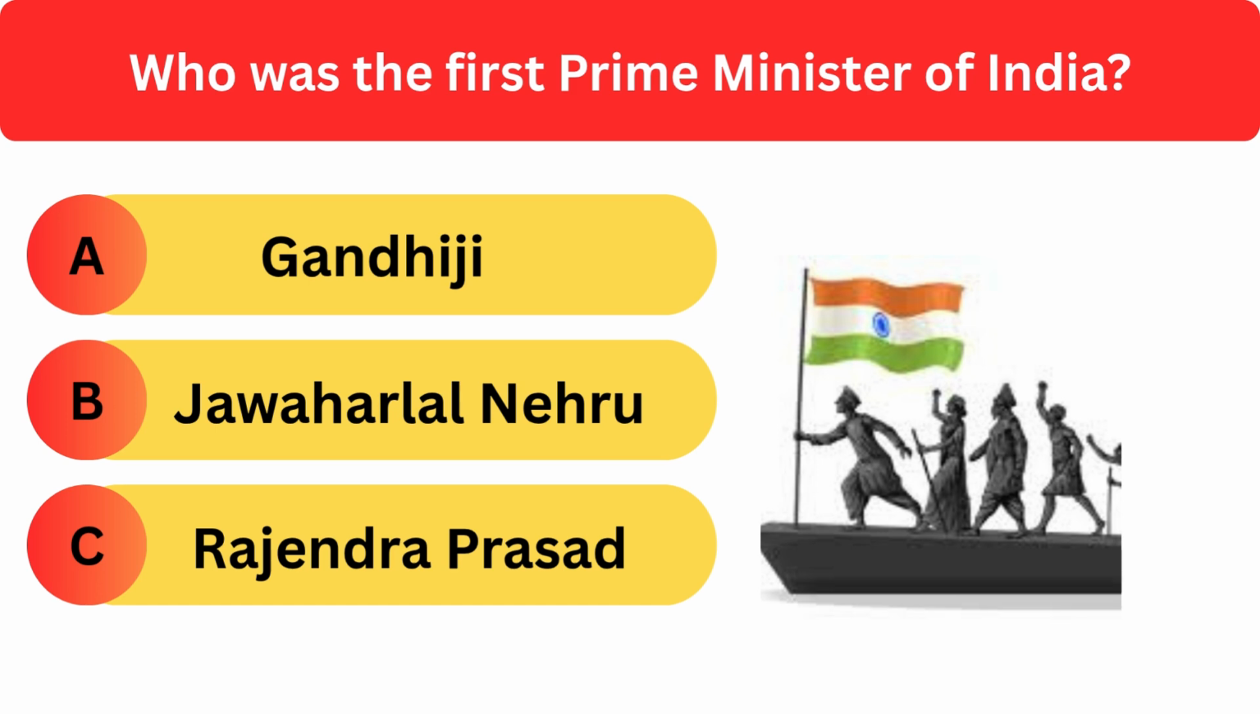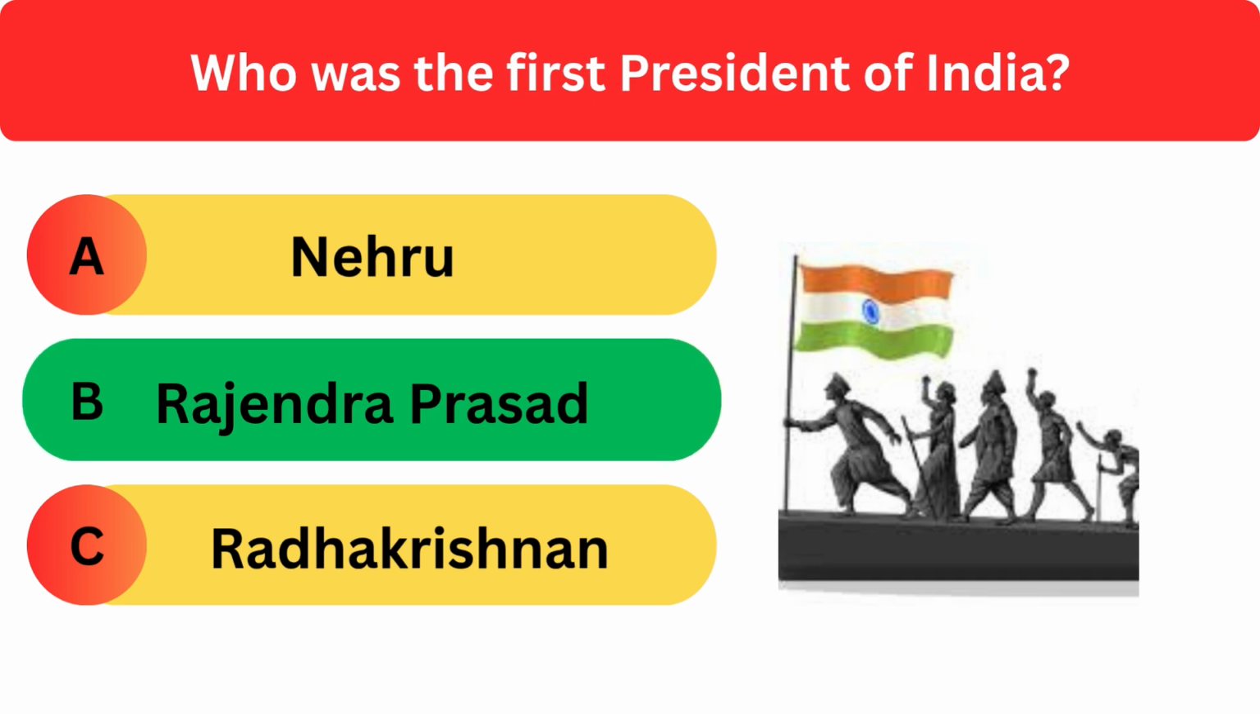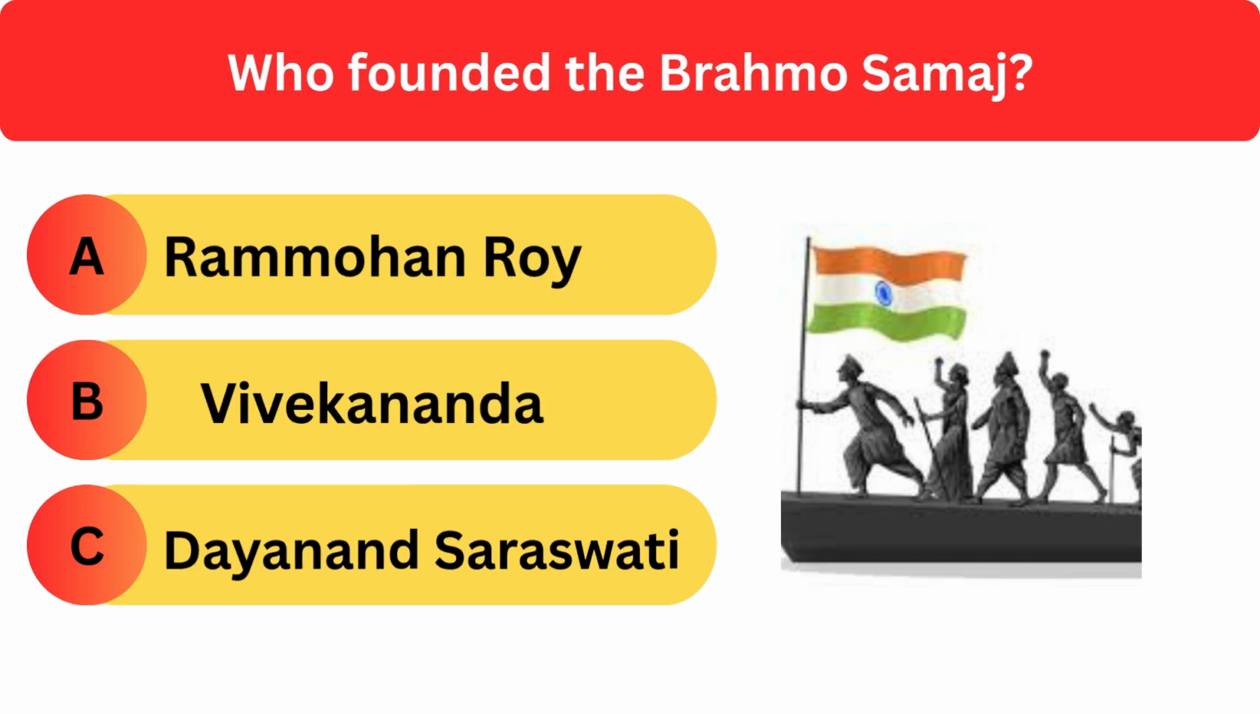Gandhi ji, Jawaharlal Nehru, Rajendra Prasad. Correct answer is Jawaharlal Nehru. Who was the first president of India? Jawaharlal Nehru, Rajendra Prasad, Radha Krishnan. Correct answer is Rajendra Prasad. Who founded the Brahmo Samaj? Ram Mohan Roy, Vivekanand, Dayanand Saraswati. Correct answer is Ram Mohan Roy.